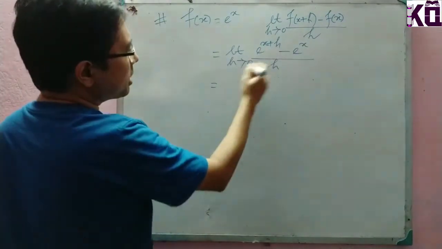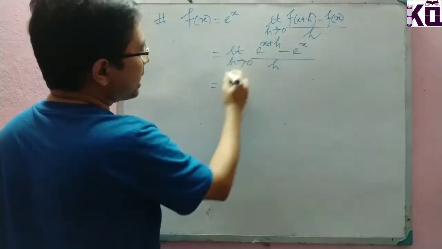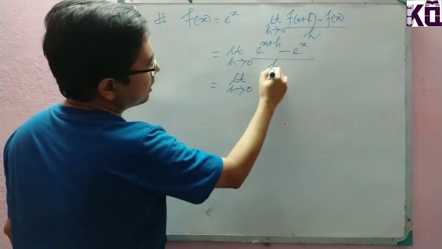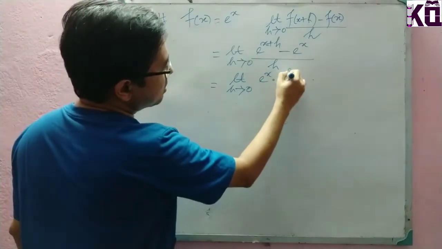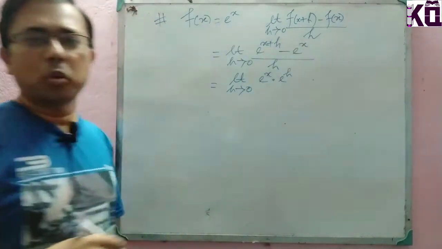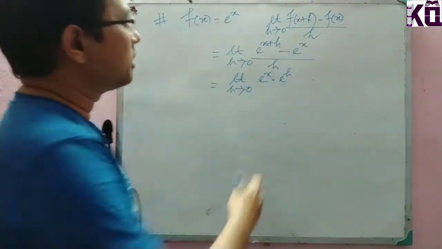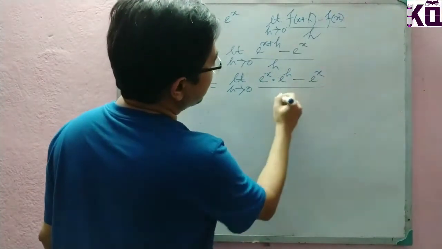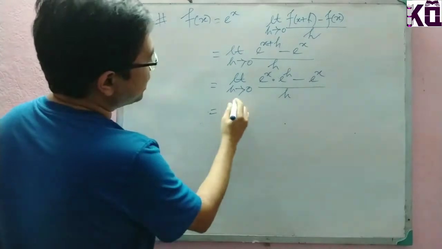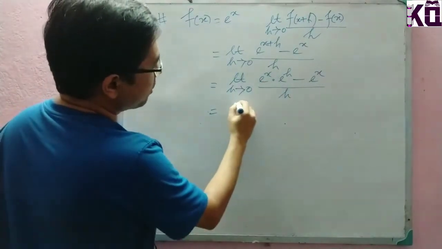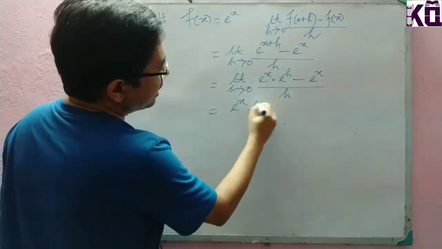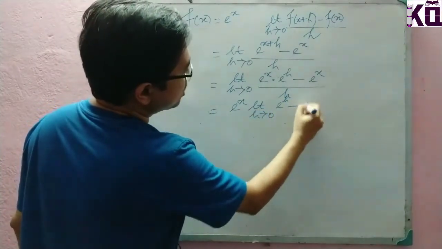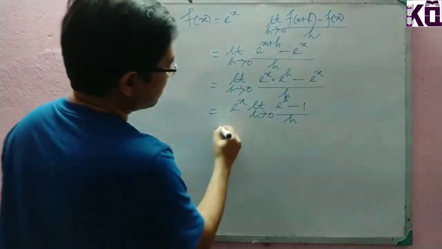Now from this we can take e to the power x common, because e to the power (x + h) becomes e to the power x into e to the power h, minus e to the power x, and whole divided by h. So finally, taking e to the power x as common, with limit h tends to 0, that becomes e to the power h minus 1 by h.